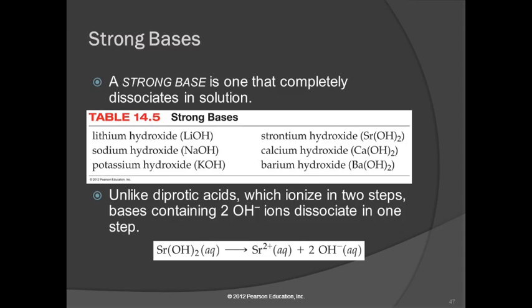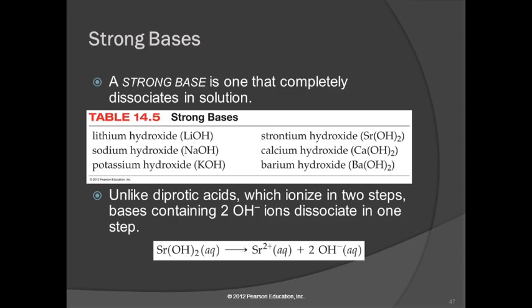Strong bases are strong electrolytes, just like strong acids. It means that they dissociate completely. So things like lithium hydroxide, sodium, potassium hydroxide, strontium, calcium, and barium hydroxide. These guys are soluble hydroxides, right? Hydroxides were on that list of solubility rules. Lithium, sodium, potassium are all alkali metals. Generally, hydroxides are not soluble, but these guys are, and strontium, calcium, and barium are.